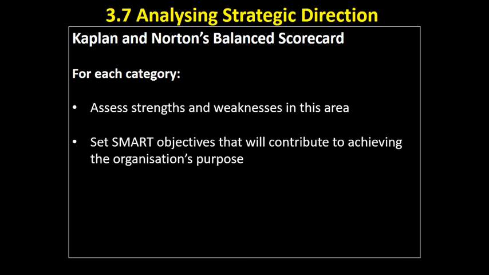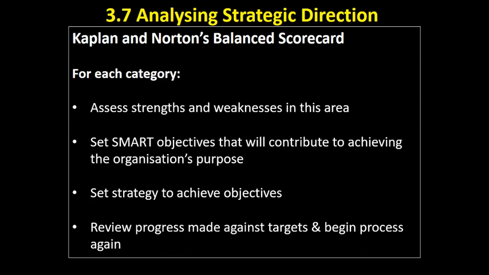We're then going to set some smart objectives under each of the headings that will contribute to achieving the organisation's purpose. So we've got these 4 different areas. We're going to set objectives in each area, targets to try and meet to help us achieve our organisation's purpose. We then set our strategy to achieve the objectives, and we review the progress made against targets and begin the process again. Now, it's called a balanced scorecard, so it should be worth bearing in mind.